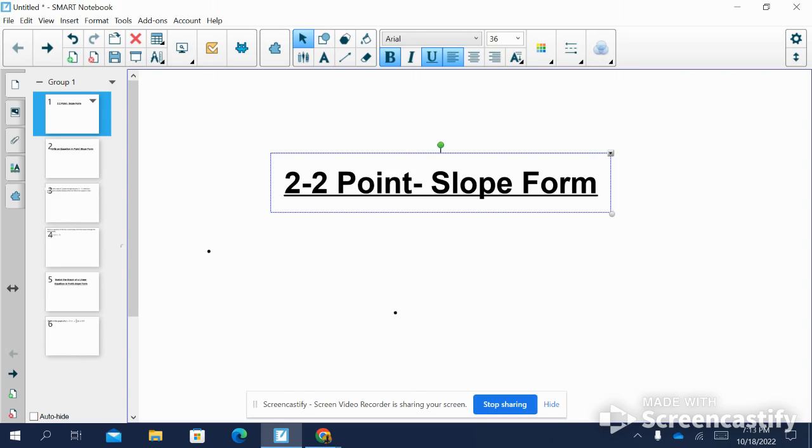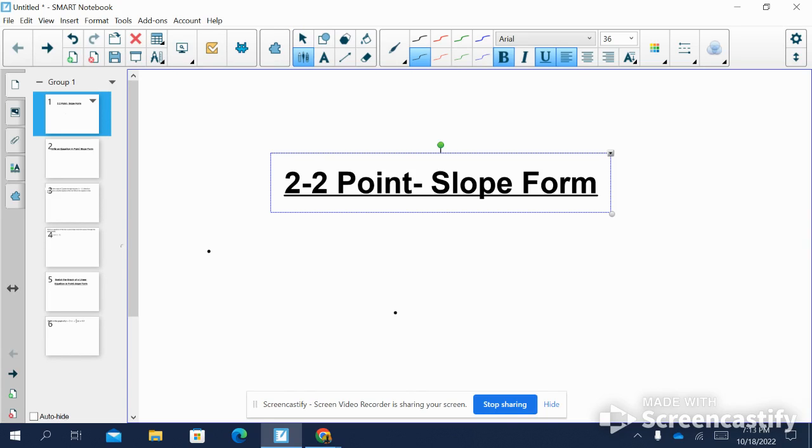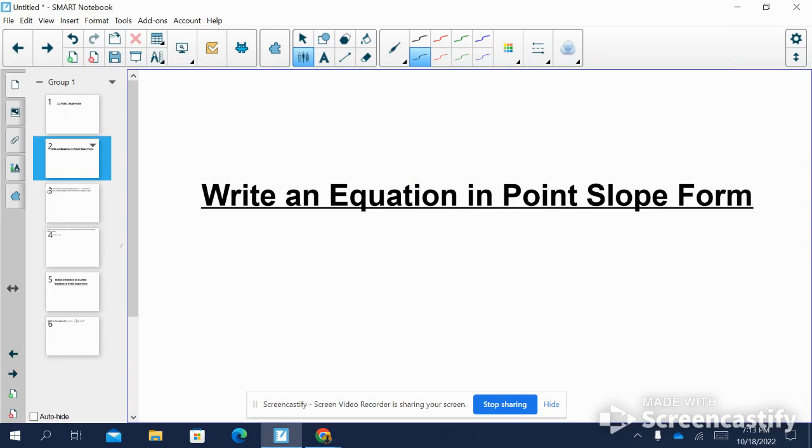All right, next I want to look at lesson 2-2, point slope form, and talk about some of the key points, or the key concepts within this. Let's first look at how to write an equation in point slope form. We're going to look at two different ways to do this.